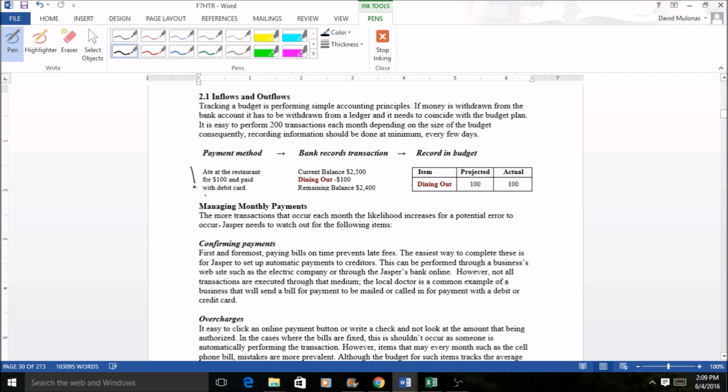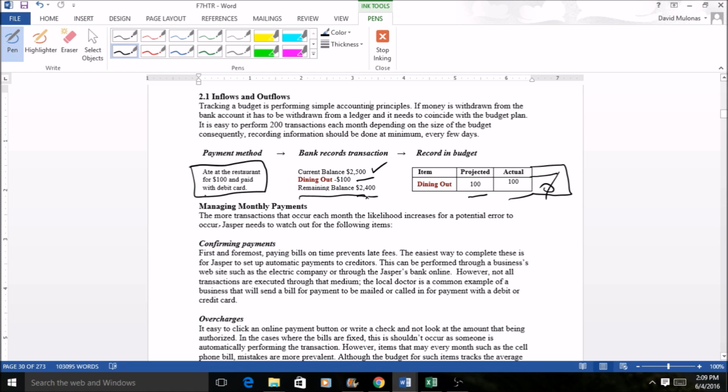So let's say our buddy Jasper here eats at the restaurant, and it's $100, and he pays with a debit card. Now the bank says, okay, here's the current balance, $2,500. $100 comes off, and that means your balance in the account is $2,400. You can go online and see that. Now, in your budget though, you had a projected amount, or he did, of $100, and the actual was $100, and then over here, you'd see the zero. So hence, this is good here, and then in the budget, this would look the same way.